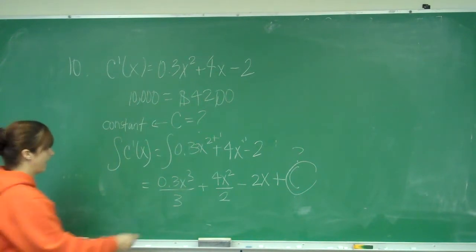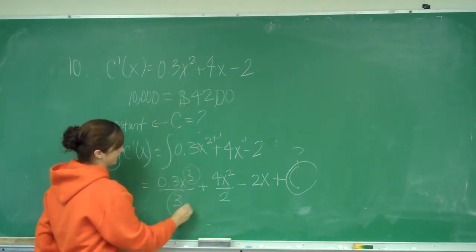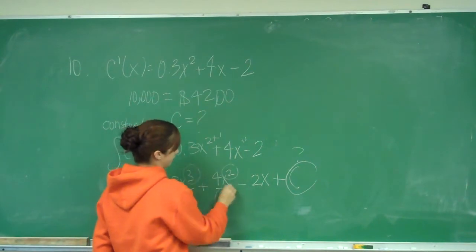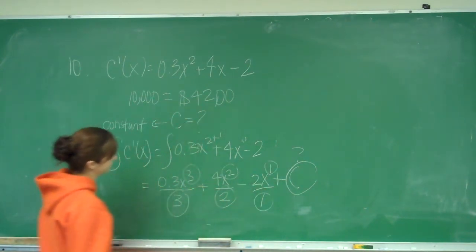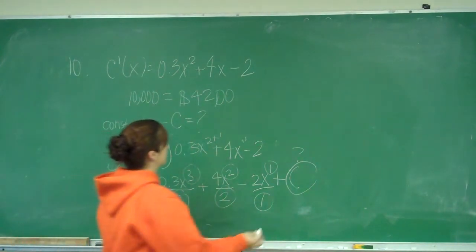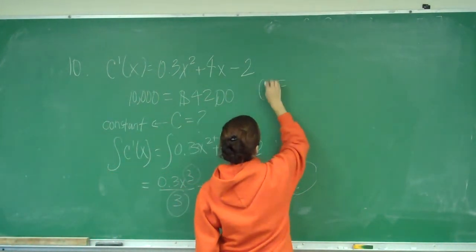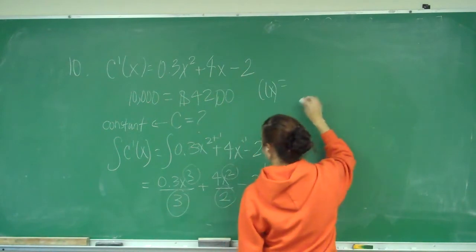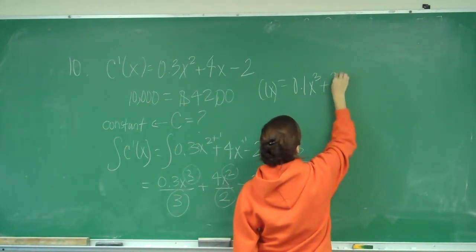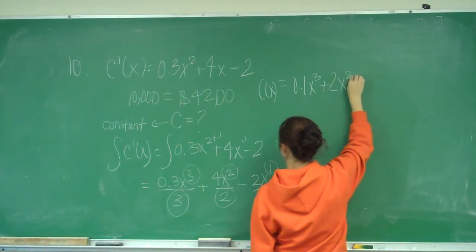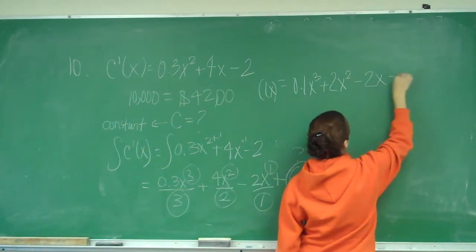Okay? So I add 1, and then I divide by the same number. Add 1, divide by this. So here would be 1 divided by 1. Okay? So I'm just going to simplify that sum. I'll have, so this is now C of x will be 0.1x cubed plus 2x squared minus 2x plus C.